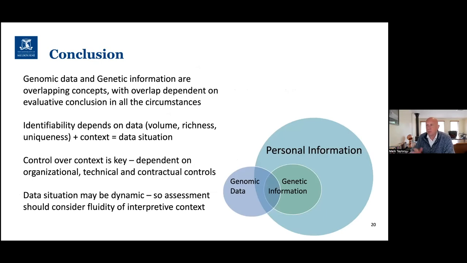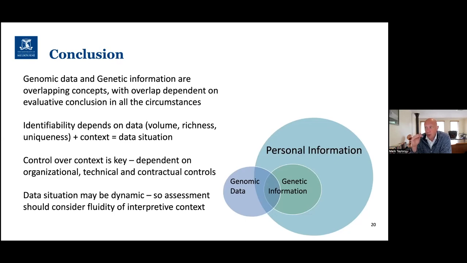Okay, so I started by asking this question: if we conceptually distinguish between genomic data from a scientific perspective and genetic information from a legal one, then what we really want to understand is whether or not these concepts are perfectly overlapping, whether their boundaries are coterminous or not. And the answer is not necessarily. They're overlapping concepts, but the overlap is going to depend on this kind of evaluative conclusion that's reached in all the circumstances and will need to take the kinds of consideration I've described into account.